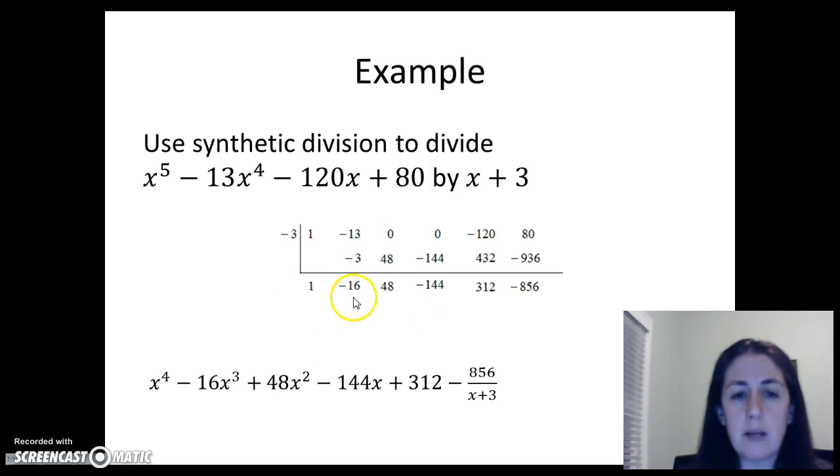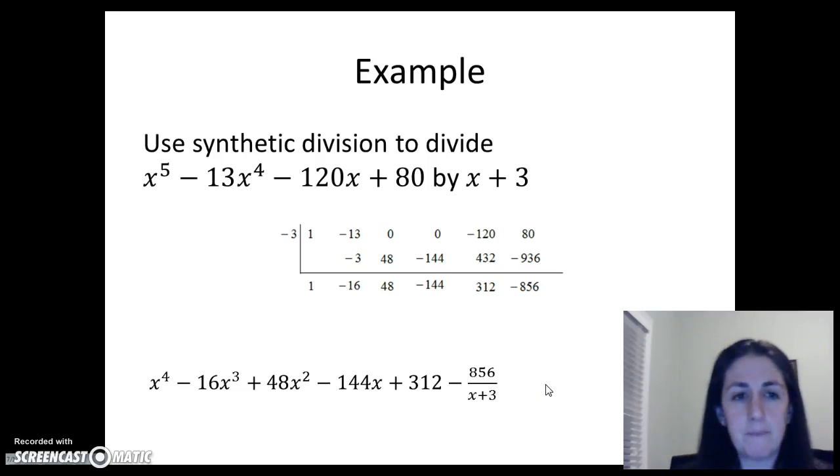Now, what you get down here are all the coefficients in front of the x starting 1 power less. So this power was 5, so we start 1 power less. This is how many x to the 4th, x cubed, x squared, x's, numbers, and then this will be your remainder. So we have 1x to the 4th, negative 16x cubed, 48x squared, negative 144x, plus 312, minus that remainder 856 over the x plus 3. So you end up getting the exact same answer.